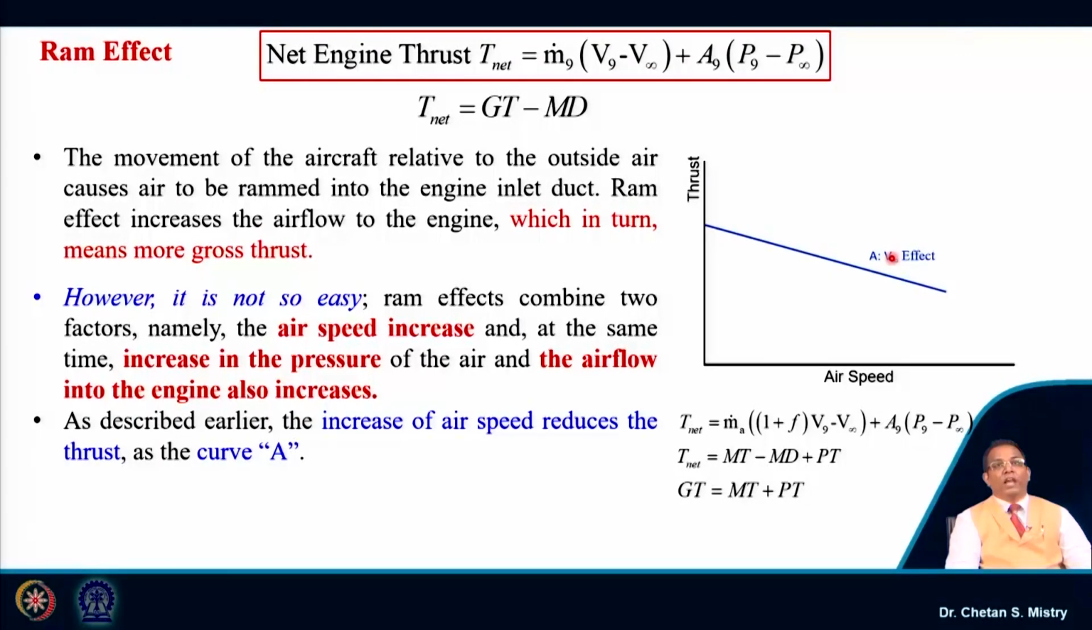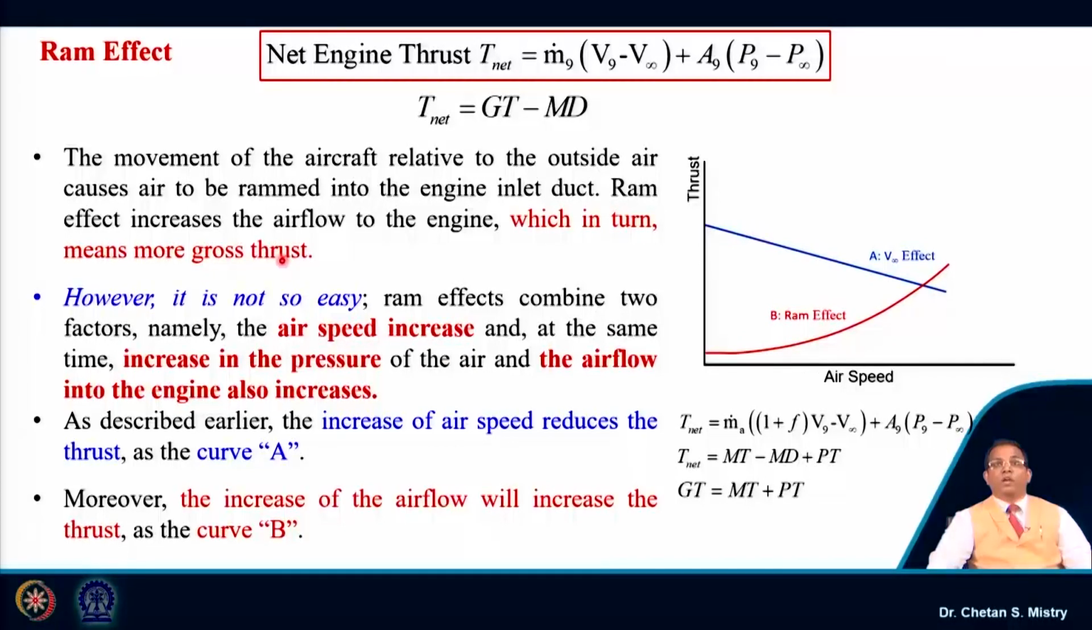Now, what we have realized is that by increasing the flight speed, we will have a drop in the thrust. If this is the scenario, if we are increasing my flight speed, the thrust will be reducing, even though we are trying to fly our aircraft at high speed. What is the reason? At the same time, as we have discussed, we have a second parameter, that is the increase of mass flow rate, and that effect is known as the ram effect.